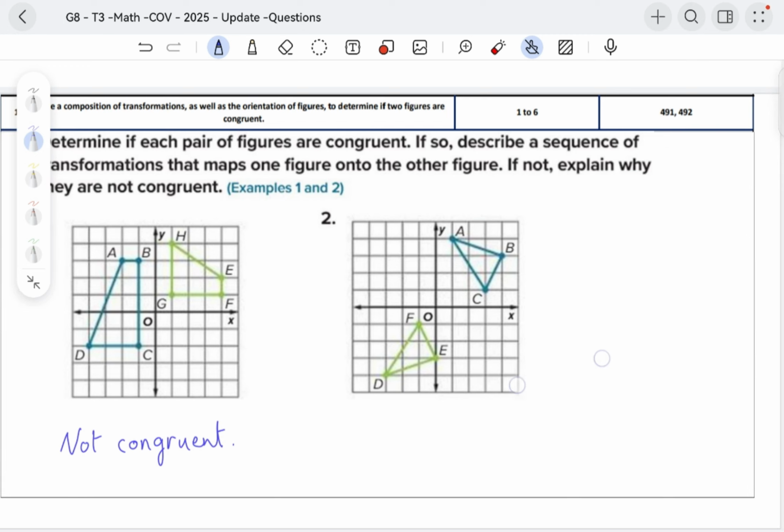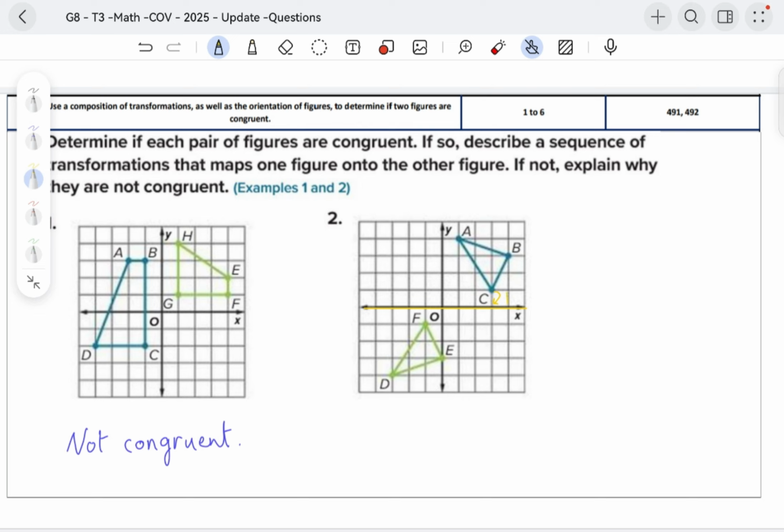If we go to question number 2, we have two triangles and they look the same size, same shape. We have to determine the sequence of transformation. So we can tell that they are reflected. First, let's start with triangle ABC and try to reflect it across the x-axis. Remember, when we reflect a point, the distance from the point to the reflection line is the same as the distance between the reflection line and its image.